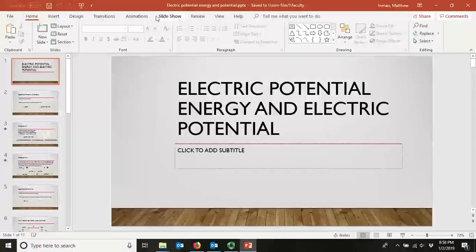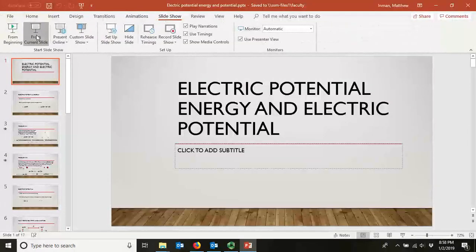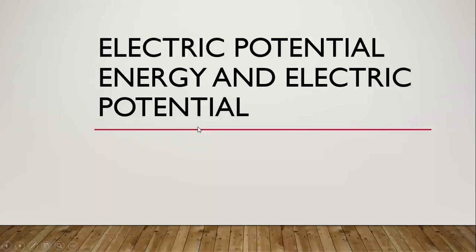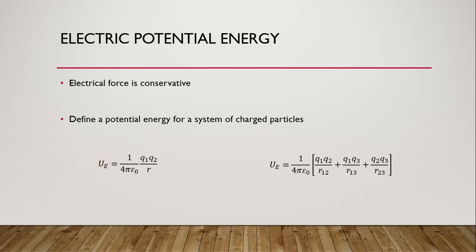Alright, so in this lesson we're going to start looking at electric potential energy, talk about what that means, and do some problems with electric potential energy. The thing to point out about the electrical force as defined by Coulomb's law, F equals 1 over 4 pi epsilon naught Q1 Q2 divided by R squared, is that it happens to be a conservative force.